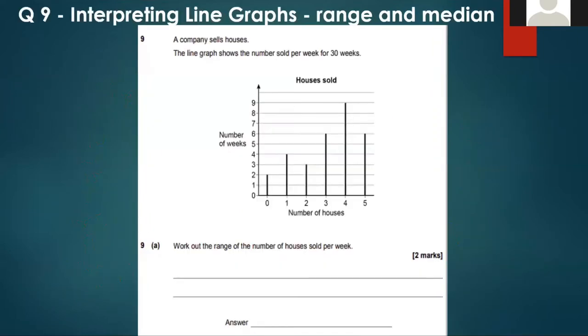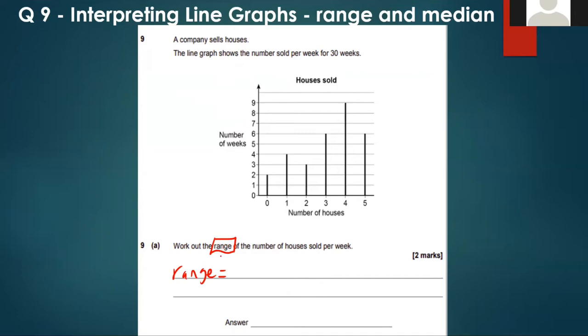And then it says, a company sells houses. The line graph shows the numbers sold per week for 30 weeks. Work out the range of the number of houses sold per week. So the key thing here is range. Range is not an average. The range is actually the highest number, take away the lowest number.